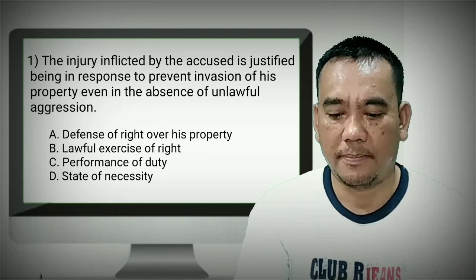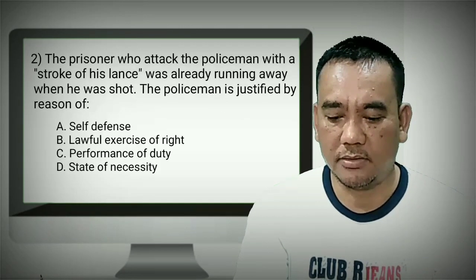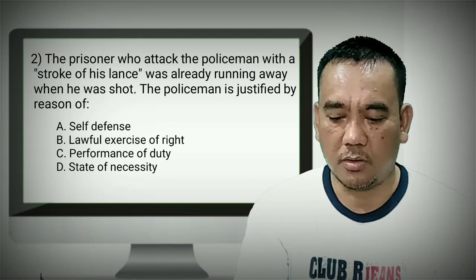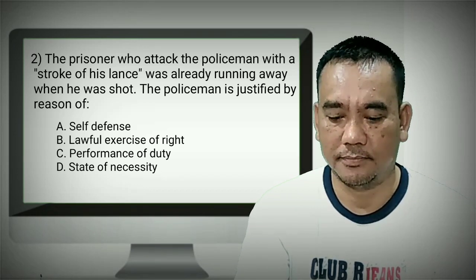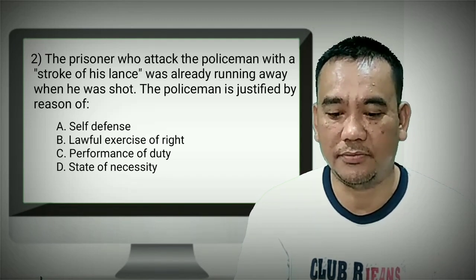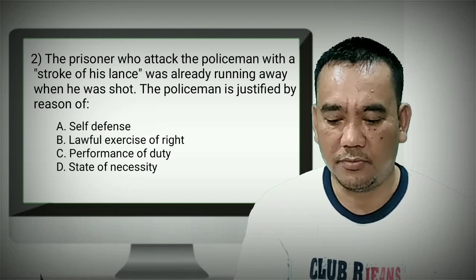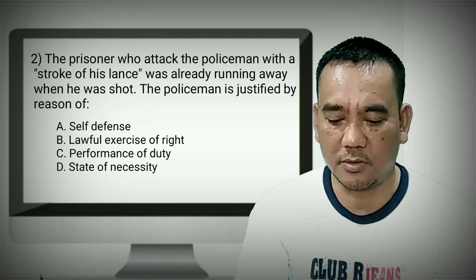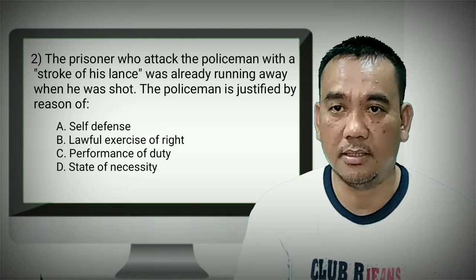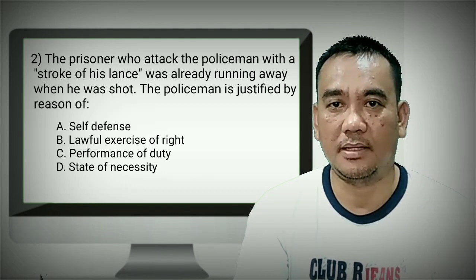Question number 2. The prisoner who attacked the policeman with a stroke of his lance was already running away when he was shot. The policeman is justified by reason of A. Self-defense, B. Lawful exercise of right, C. Performance of duty, or D. State of necessity.